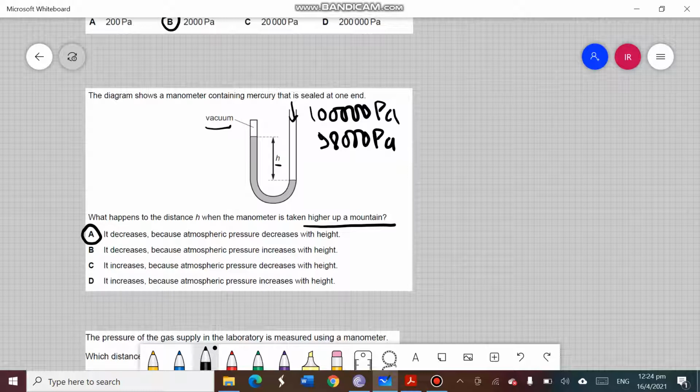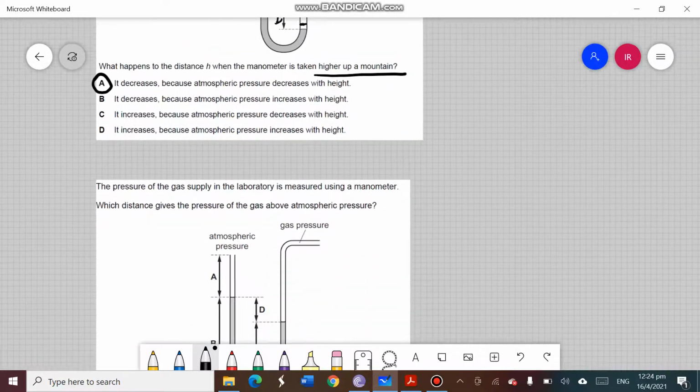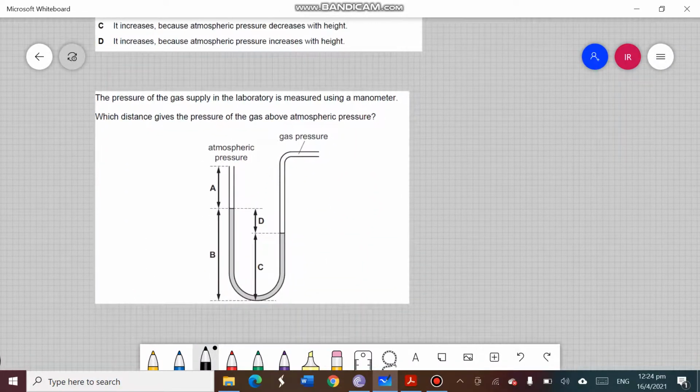Because if less pressure is exerted, this liquid also will be a bit lower because it also has to exert less pressure. This will go down. So the height difference will be less because the atmospheric pressure decreases. The next one: the pressure of the gas supply in the laboratory is measured using a manometer. Which distance gives the pressure of the gas above atmospheric pressure?